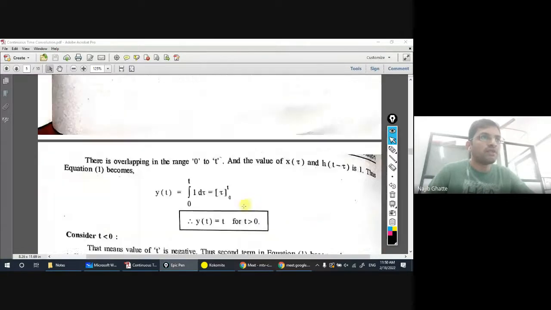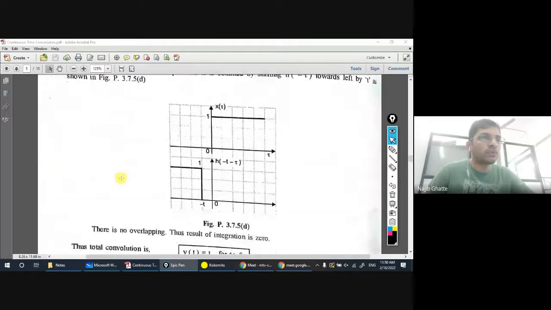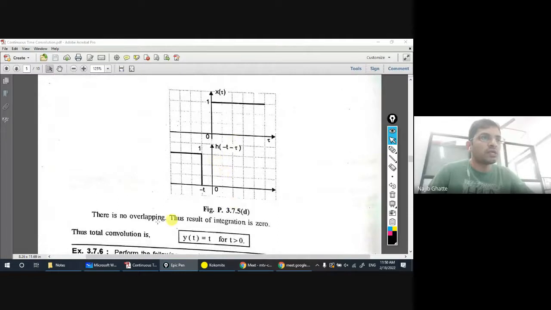Okay, if I take t less than 0, then what will happen? If I take t less than 0, there is no overlapping, so I can say the total convolution result is y of t equal to t for t greater than 0. Have you understood the second example?